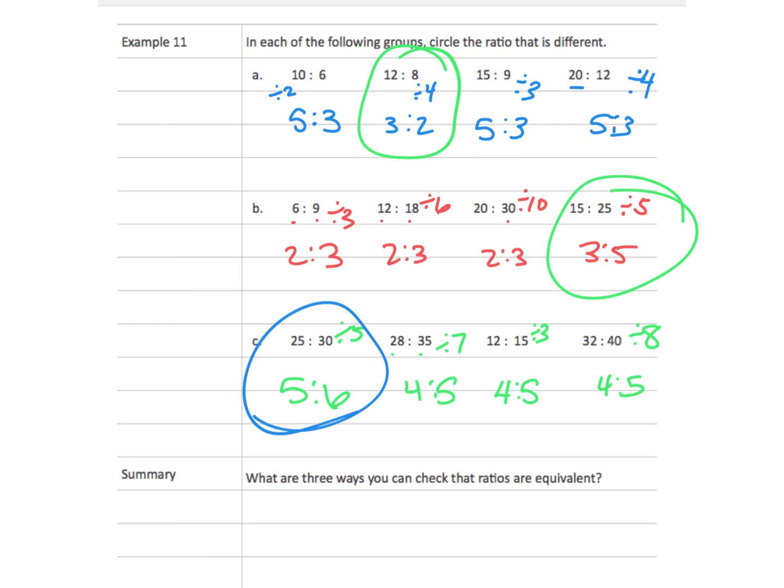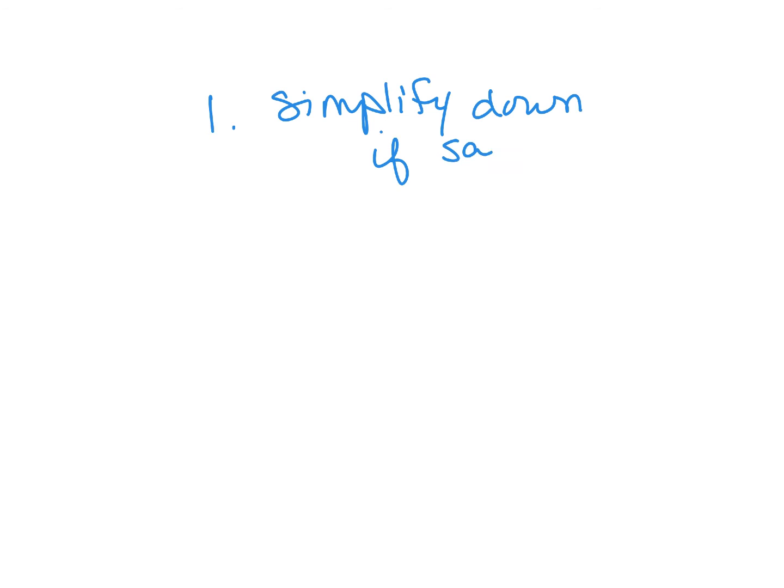So there are 3 ways that we can check that ratios are equivalent. Let's go ahead and go to the next page to list them. First way that we can find out if ratios are equivalent is simplify down, and if they're the same, they are equivalent.